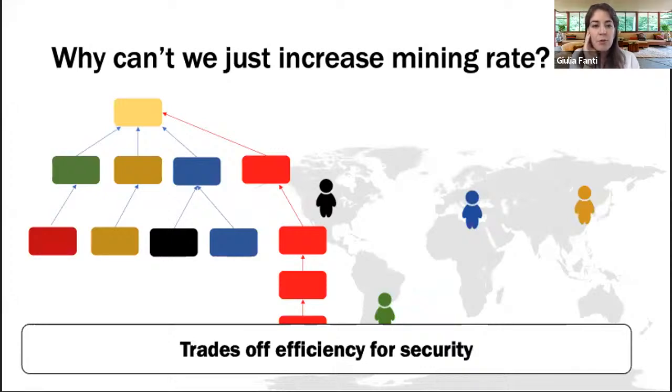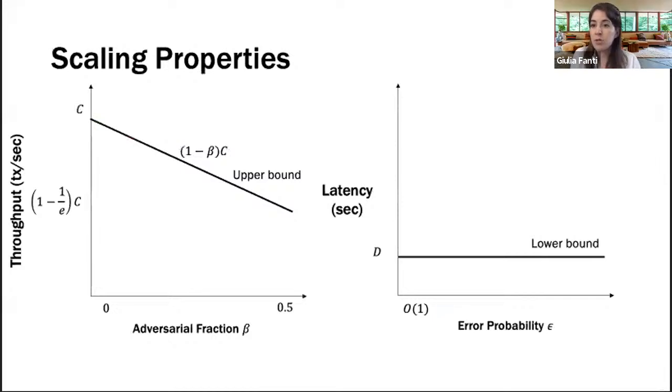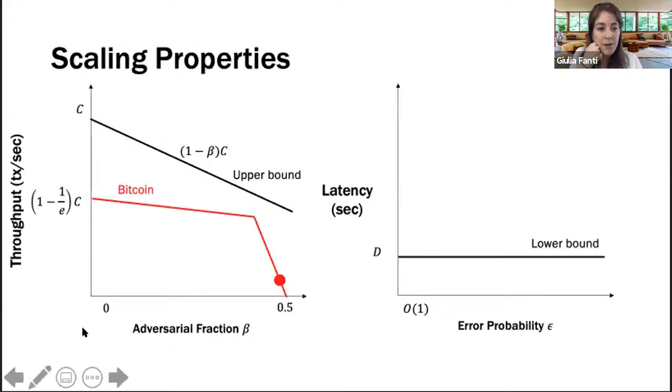So actually, if you look at the trade-off curves that we showed earlier, and we plot Bitcoin on here, where I'm varying the adversarial fraction, we can see that Bitcoin actually is pretty far away from our upper bound on throughput. And actually the operating point that they're using today is this red dot down here. So they're trying to be robust to around 49% adversarial nodes, which means that the throughput that they're actually able to achieve is very far away from this upper bound.